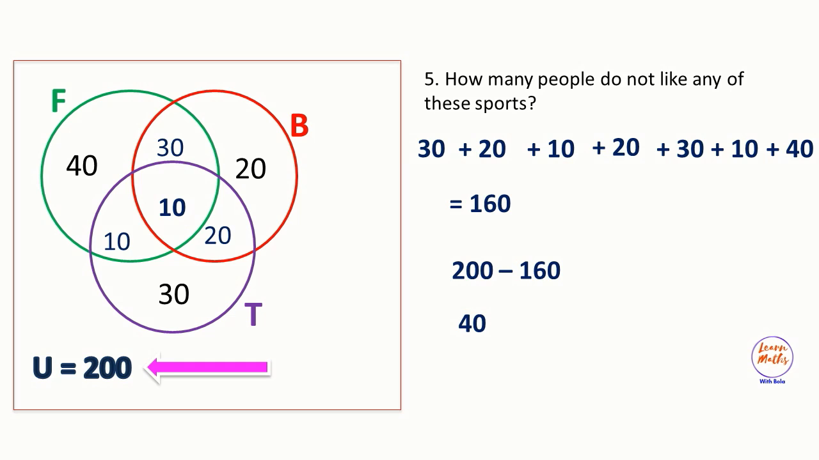So the students who do not like any sports amongst these three, they probably may like other sports, maybe like swimming or others, but swimming is not part of the survey. It's 40. So that's all.